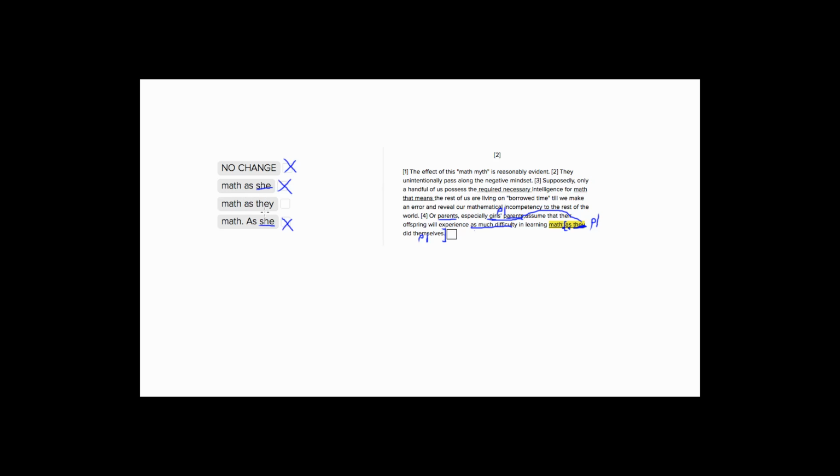Choice 3 is good because it has this they. So it's keeping the plural pronoun. And it has no punctuation here, which is also good because you don't want to set this off. It's not its own separate thought. It goes along with "as much difficulty." So choice 3 is our right answer.